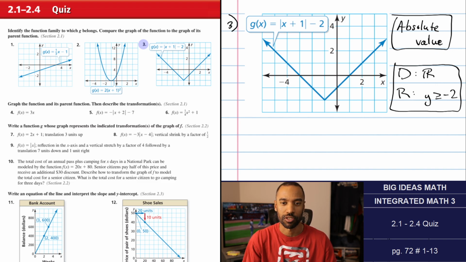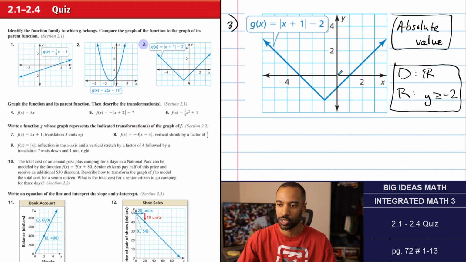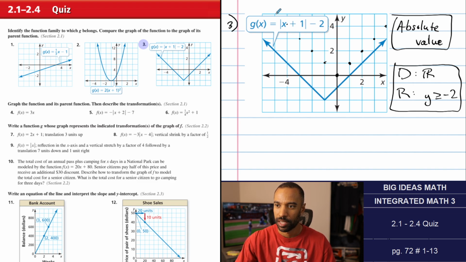Now, when we talk about transformations, we compare it to the original absolute value function, which would have looked like y equals absolute value of x. It would have just gone over 1 up 1, like so. But on the other side, it would v off and go like this as well. Probably about right there and then right there. So this absolute value function would be looking like this guy here.